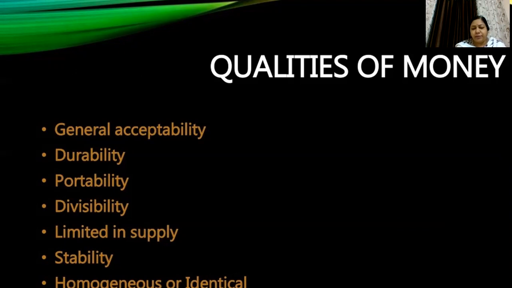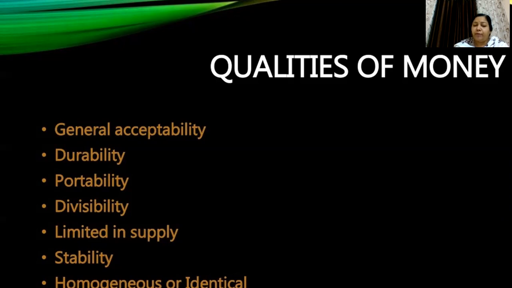Next is portability. Portability means it is easy to carry from one place to another without any difficulty, and we are not incurring any expenses for storing or carrying it with us. So that is why portability is there. Now divisibility. Divisibility means we can divide money in different ways. So it is easy for us to divide the money or give the money to different people.